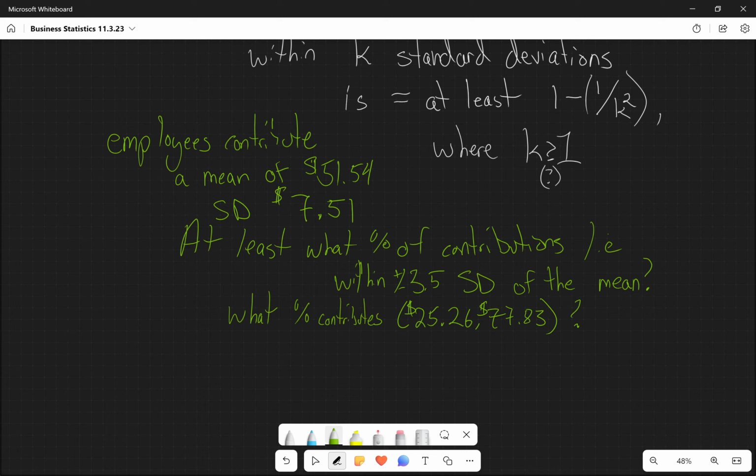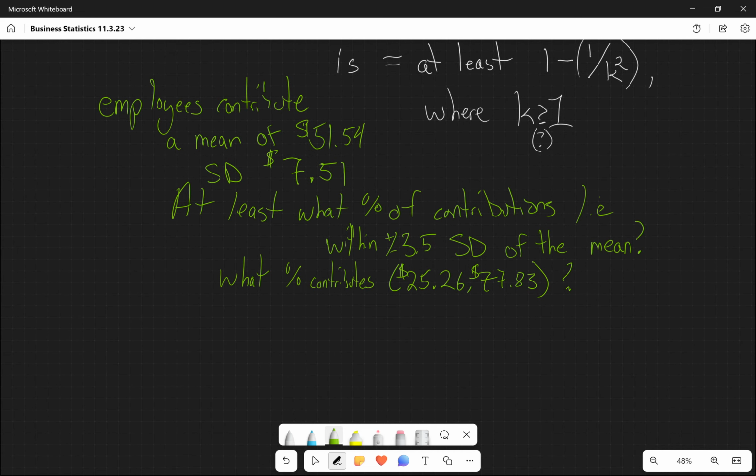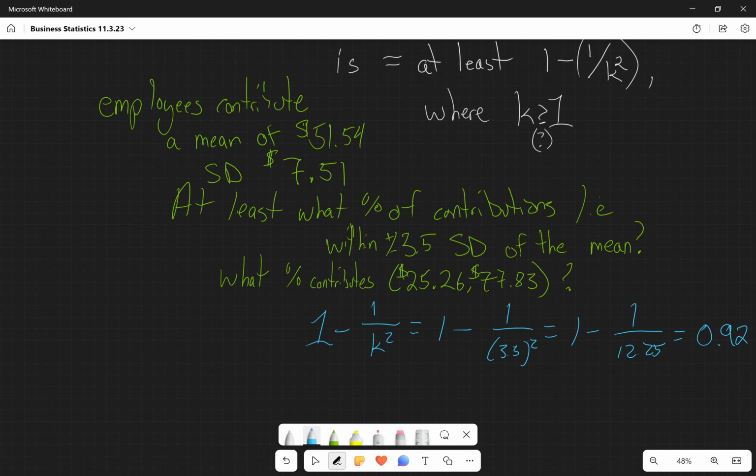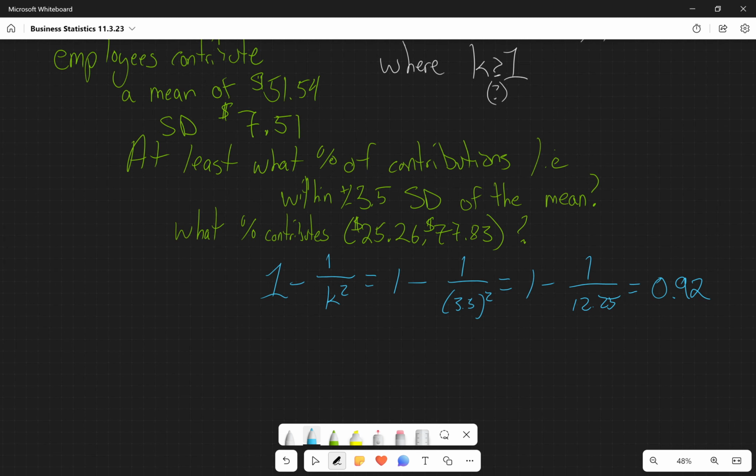And so we're going to find this using Chebyshev's theorem. So we find the answer is about 92%. The way that we find it is we take 1 minus 1 over k squared. So 1 minus 1 over 3.5 squared, which gives us 1 minus 1 over 12.25, which then equals 0.92. And we take that, multiply it by 100, and we say about 92%.